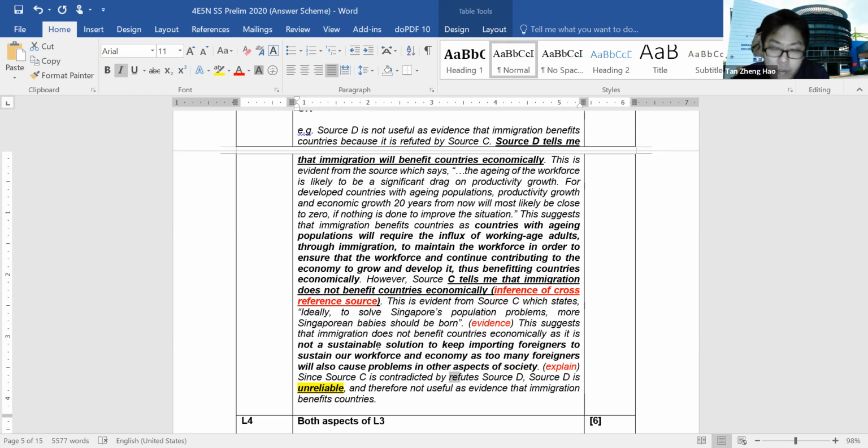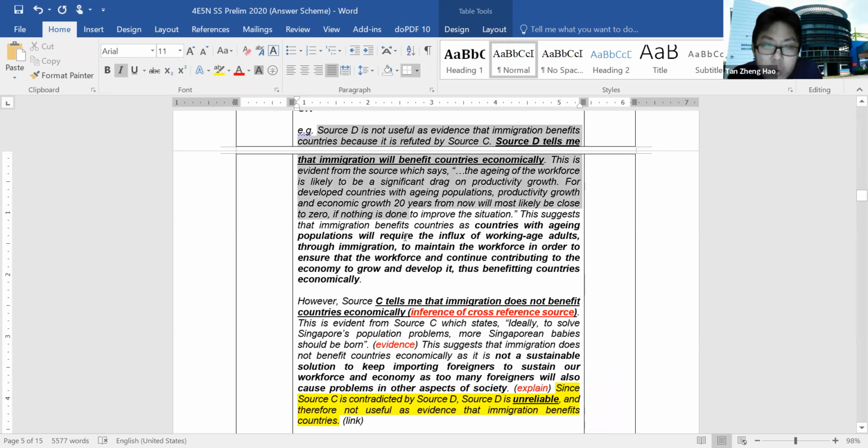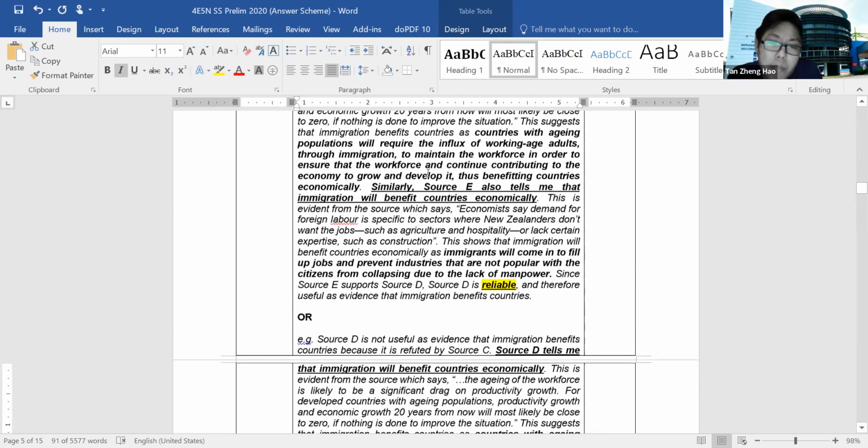Okay, I think refute is a bit of a cheap word. By source D is unreliable and therefore not useful. Okay, so this is what I call the link. Make sure whether you write this at the start or at the end, you must include this one. All right, so again, let's make it clearer. First part, tell me what source D tells you, what you need to know, and then after that you do your cross-referencing.